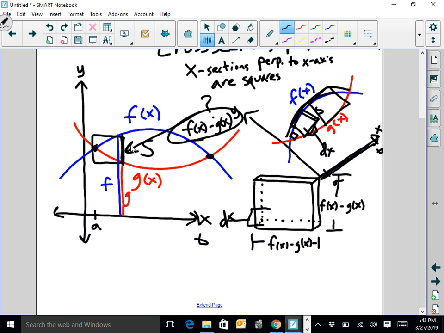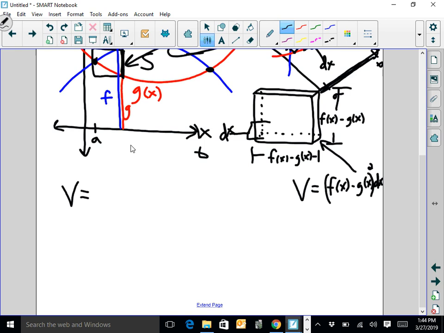So again, what is the volume of this shape? Well, I'm just going to do the area of the square times the thickness dx. The area of the square is f of x minus g of x squared. That's the area of the face. Multiplying by the depth dx will give me the volume of that cube. But I want to sum up the volume of all of those little cubes from A all the way to B.